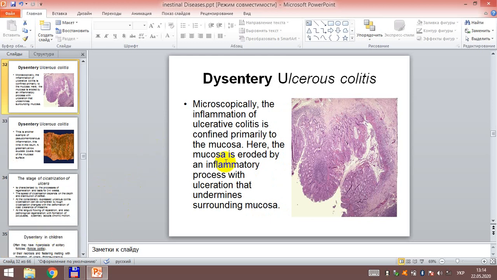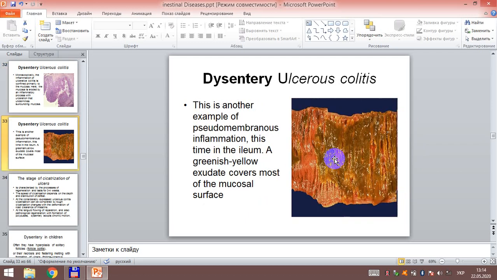In this microscopic picture, you can see signs of dysentery with formation of ulcers, ulcerous colitis. Microscopically, the inflammation of ulcerative colitis is confined primarily to the mucosa. Here, the mucosa is eroded by an inflammatory process with ulceration that undermines surrounding mucosa. These are two macroscopic signs of dysentery with injury of the colon with formation of ulcerous colitis. This is another example of pseudomembranous inflammation, this time in the ileum. A greenish yellow exudate covers most of the mucosal surface.